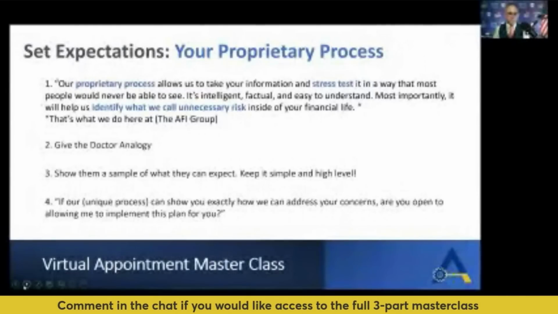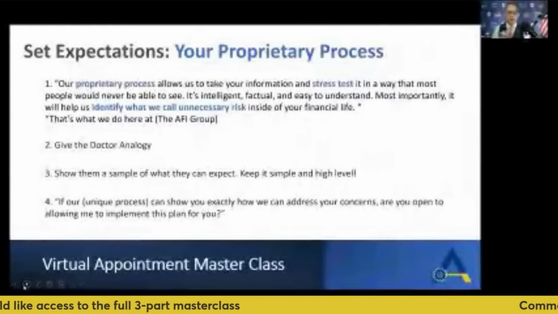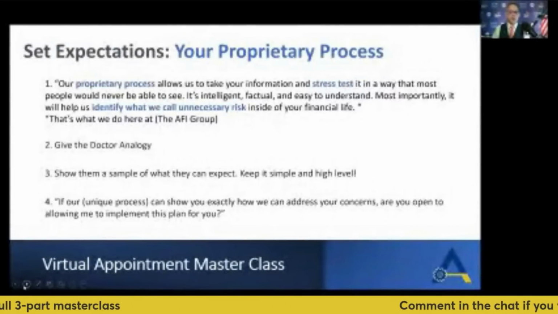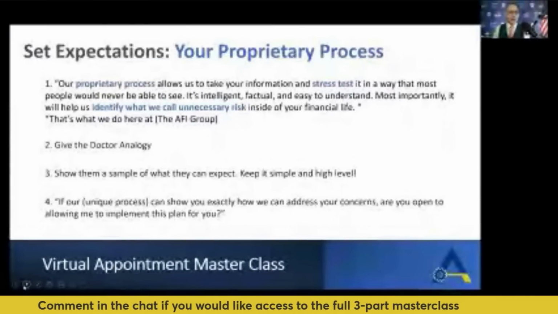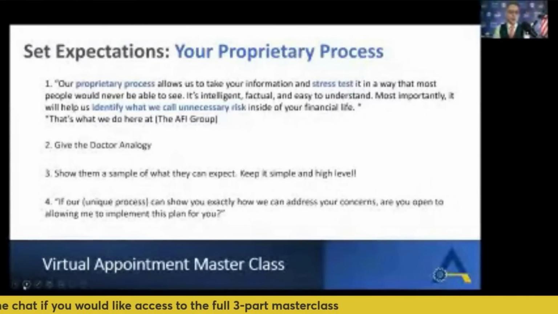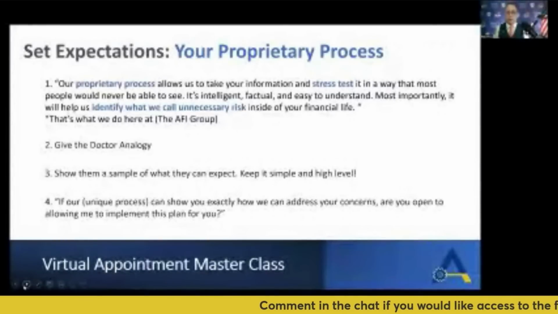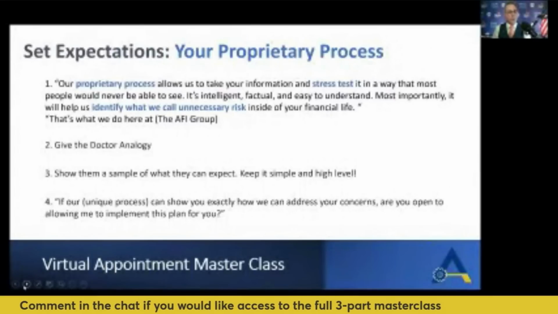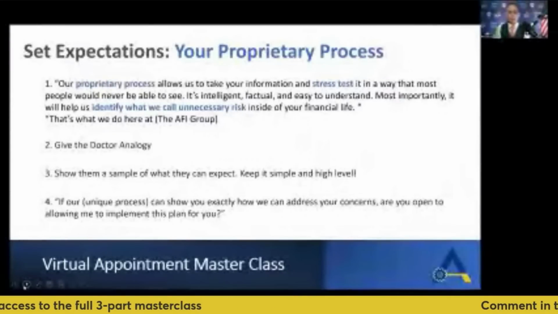And then 4, this is a statement that we would make. And very, very important, because here is where you're setting up the expectation of a decision you're asking them to make right now. If our unique process, whatever it is, can show you exactly how we can address your concerns, are you open to allowing me to implement this plan for you? Because if not, normally we charge like $1,500, $2,000 for this plan. And we don't want to move forward and do all this work if you have no intention of using us to implement the plan for you.